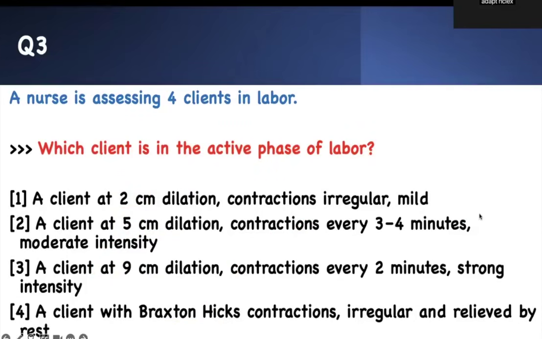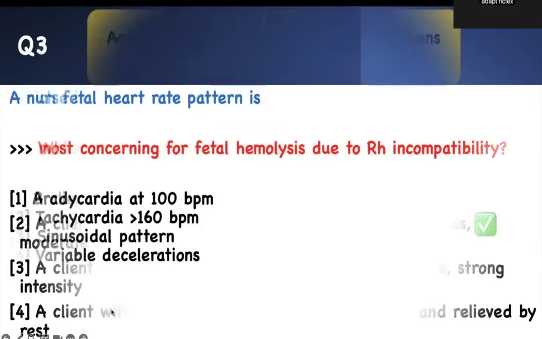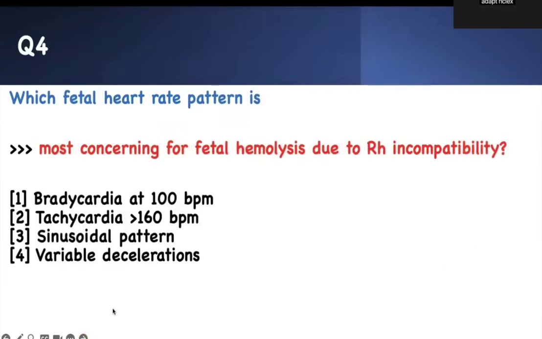You can also use the contraction. How far is the contraction? How far apart, right? And it's between 3 and 4. And therefore, I'm picking number 2. And so this is what is giving you: active phase is 4 to 7 centimeter dilated. Contraction has to be 3 to 5 minutes, and there is moderate contraction.